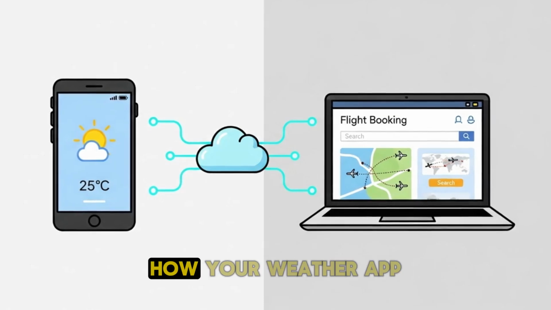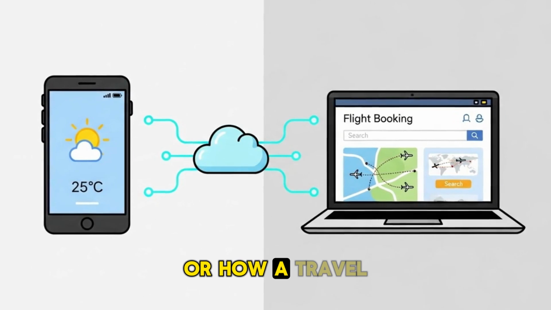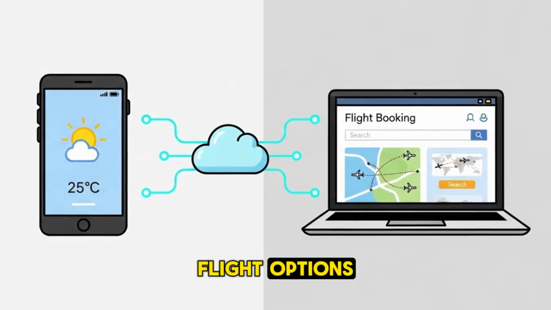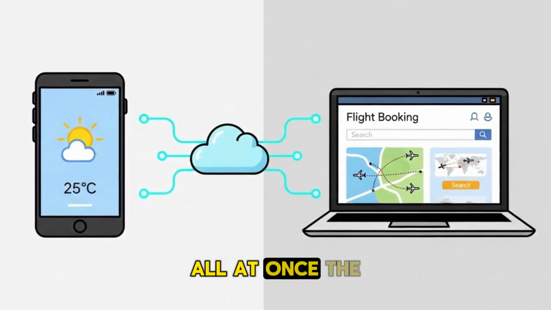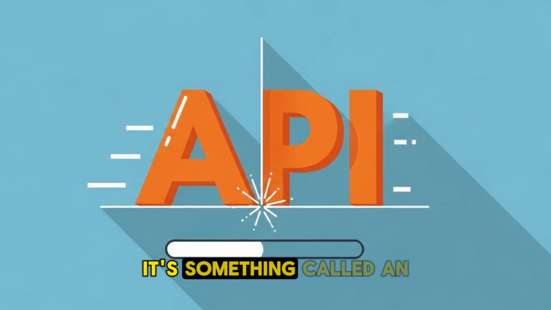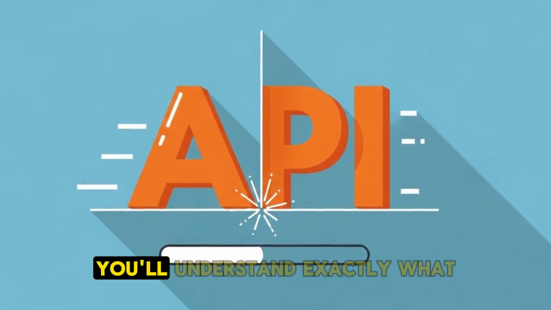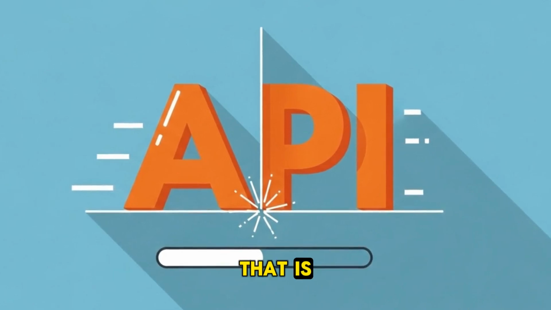Have you ever wondered how your weather app instantly knows the temperature outside? Or how a travel website can show you flight options from hundreds of different airlines all at once? The magic behind this is not really magic, it's something called an API. And by the end of this video, you'll understand exactly what that is.